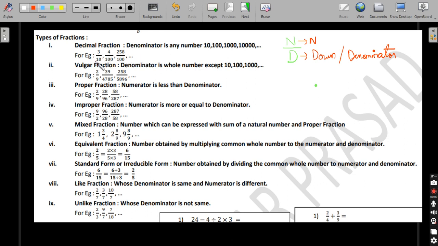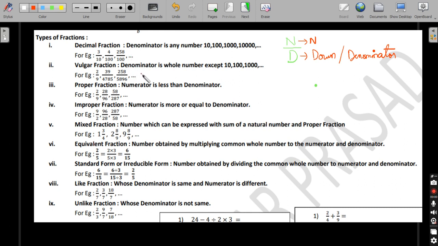As you are able to see here, 3 by 10. The numerator can vary, it can be 3, 4, 5, 6, 258, 1 lakh, 2 lakh, 3 lakh, anything it can be, but the denominator should be 10, 100, 1000, 1 lakh, anything but in terms of tens, meaning only one and as many zeros as you can put. That type of fraction is known as your decimal fraction.